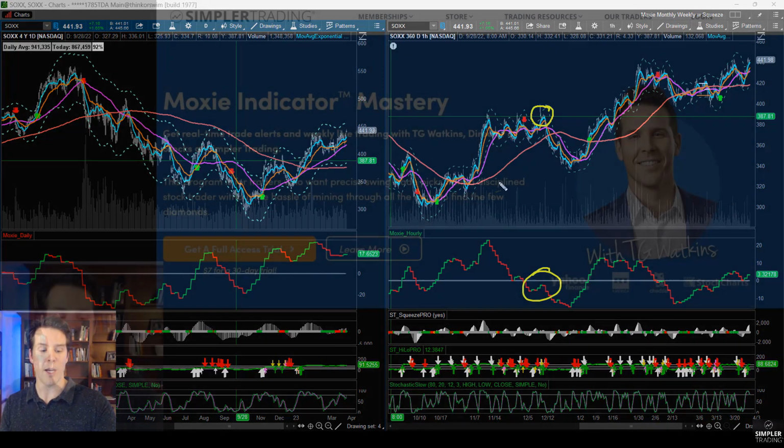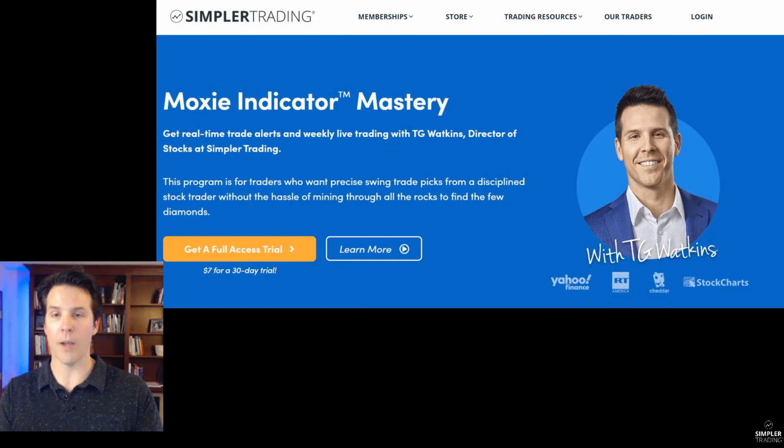So I just wanted to show you guys a little bit how the Moxie indicator works. We like transparency. I want to show you guys that this is actually the primary indicator that I use. I created it, and it is helping a lot of other traders out there reach the goals that they want to.